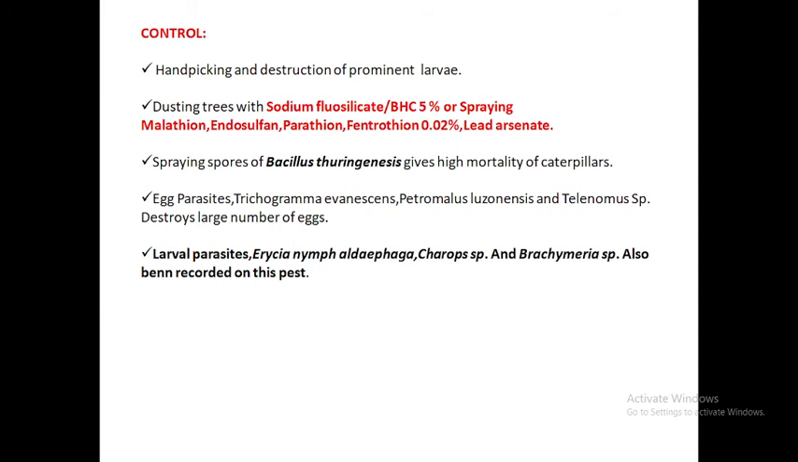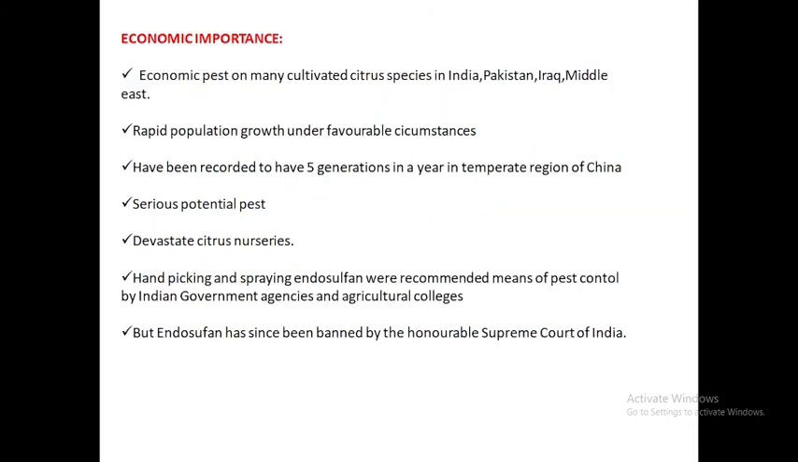We can also use different egg parasites, that is, Trichogramma evanescens, Pteromalus leucinensis, and Telenomus species, which can destroy the large number of eggs laid by this Papilio demoleus. We can also use larval parasites which can eat the larva of this pest, such as Erisea nymph, Adalphaja, Charops, etc. It can be recorded that this has given improvement in the protection of the crop from the pest.